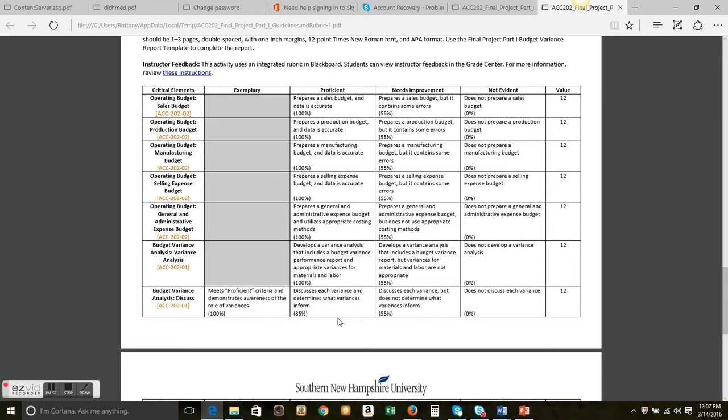Okay, so we're going to discuss each variance. Again, you are not calculating the variances for us in this paper. We already know you can calculate it based on your analysis. What we want to see here is, what are the variances and what are they informing us? And what awareness are we looking at for each variance?